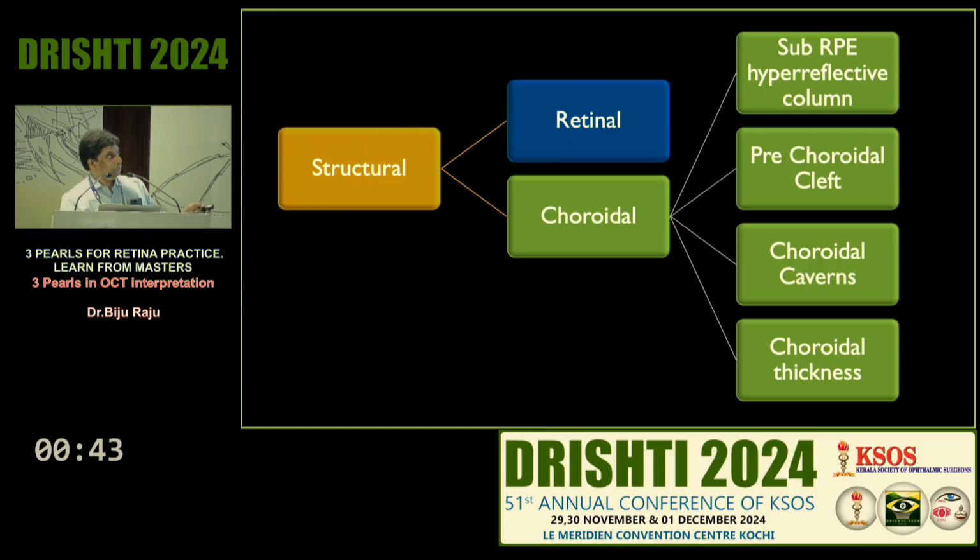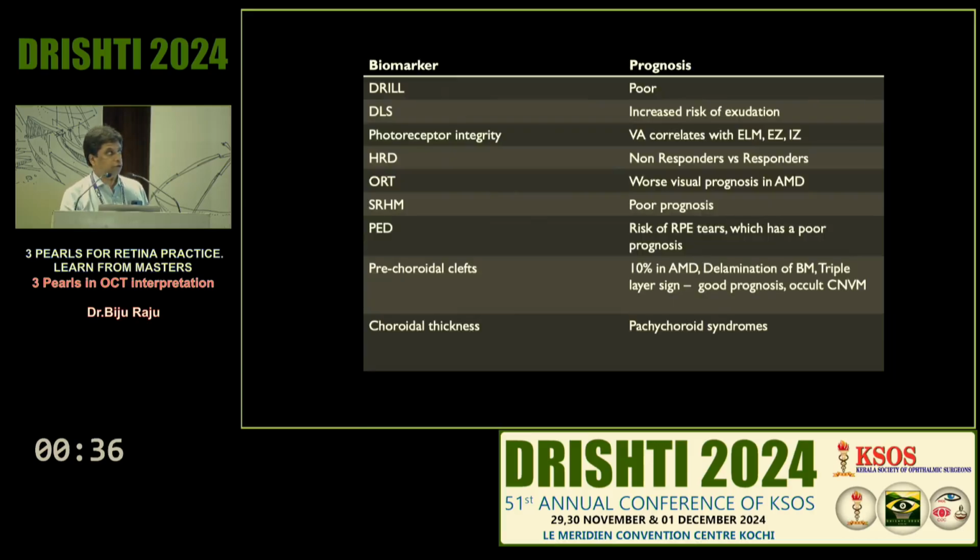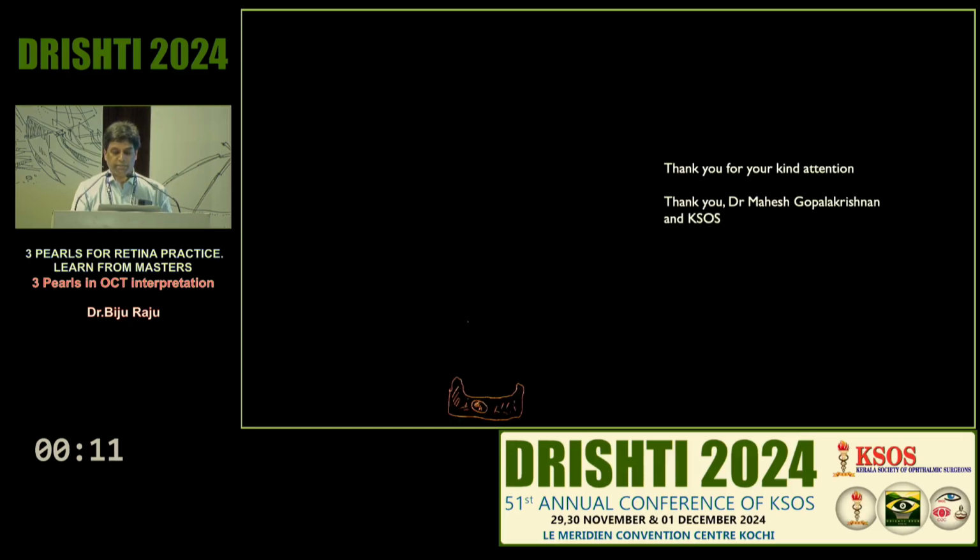And the choroidal biomarkers, we are getting to know them better, but we all know about the choroidal thickness, which is important to identify pachychoroid syndromes. So when you look at the summary of these factors, most of them are poor prognosis factors. When you see them in the scan, you know that the outcome is not going to be very good. But certain things are of good prognosis also. And the photoreceptor integrity guides you on how the visual improvement is coming through. These are my 3 pearls on interpreting OCT scans. Thank you very much.